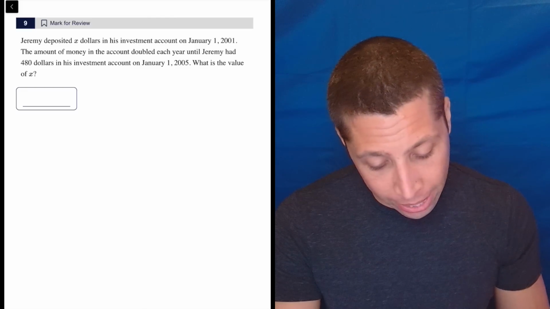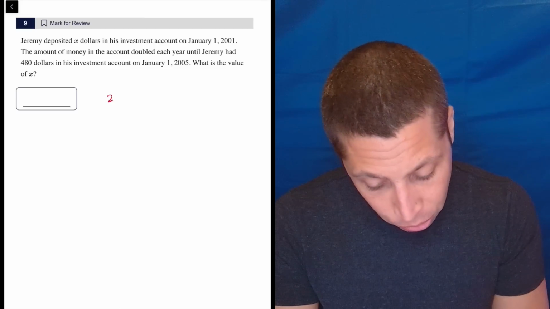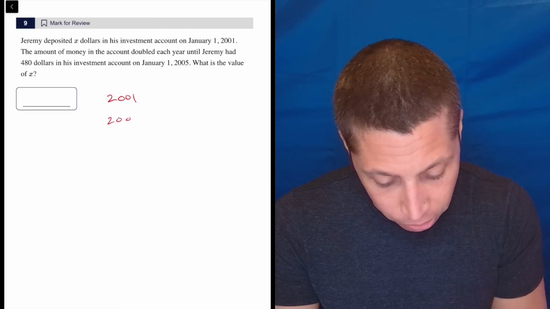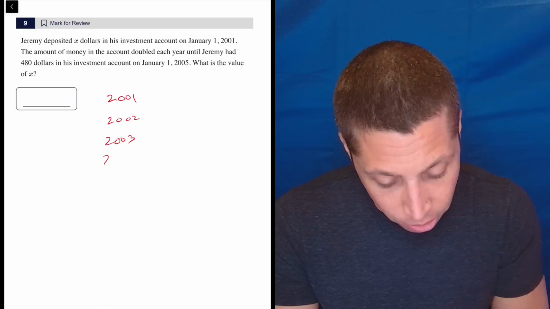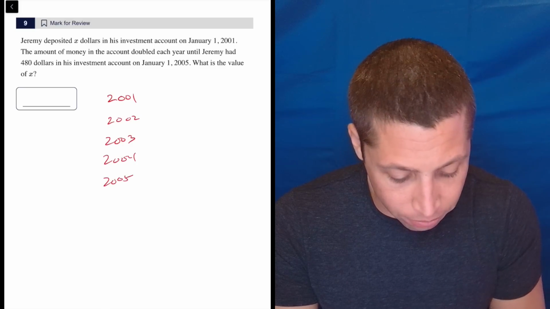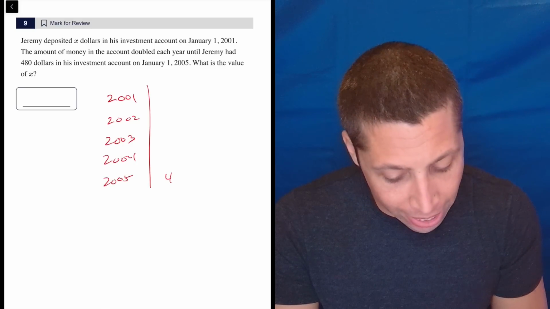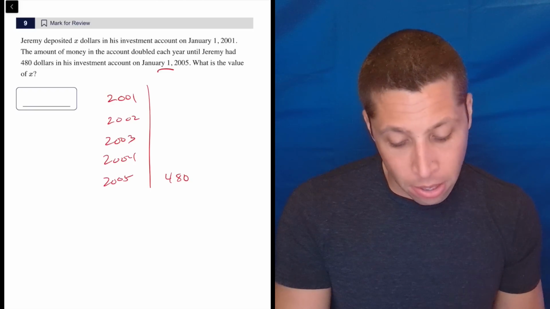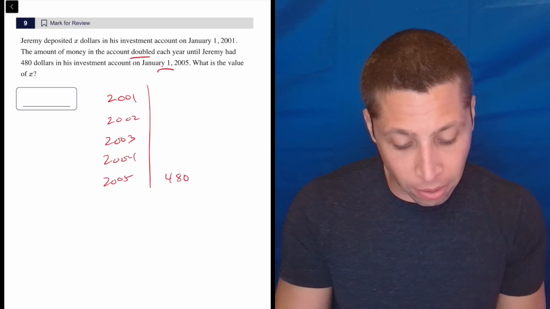So if I had 2001, and then 2002, 2003, 2004, 2005, right? I'm just going to make a chart. 480 is the amount at the end. What is the amount in X? So it's doubling, so I have to divide by 2.